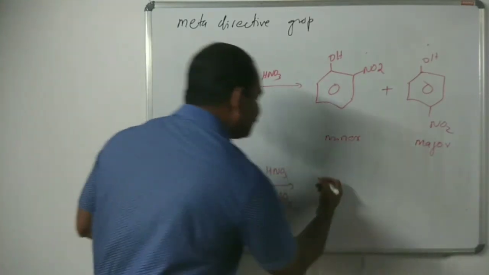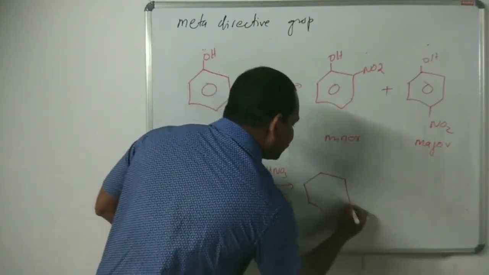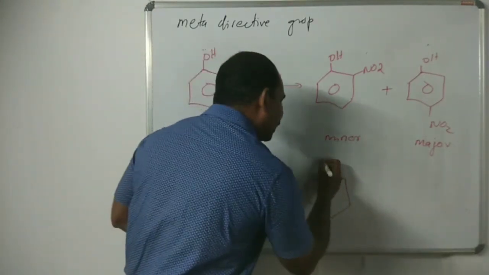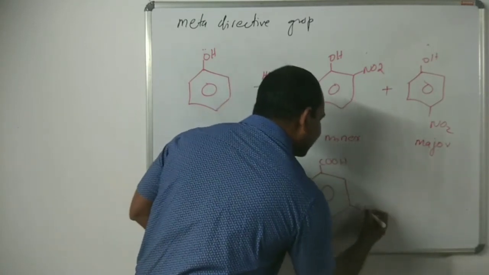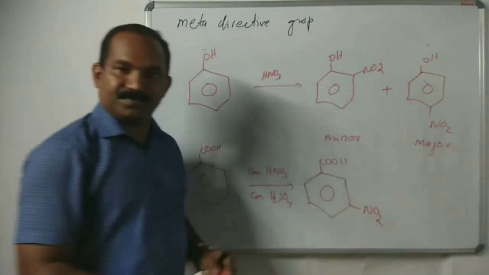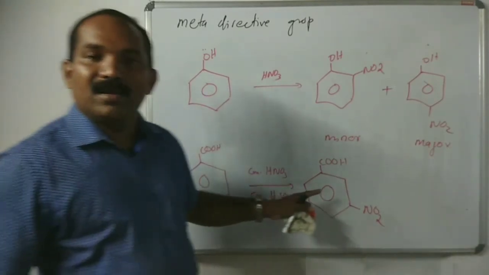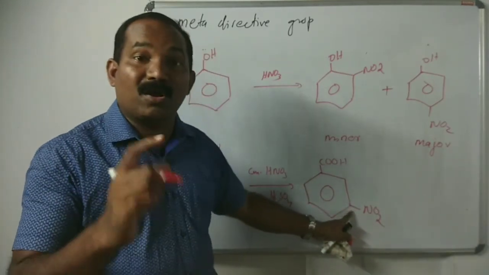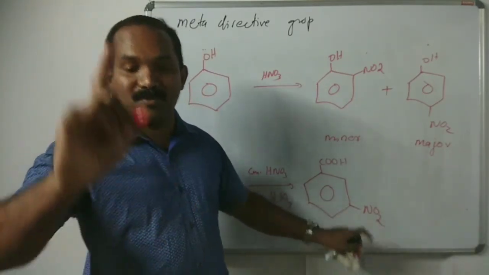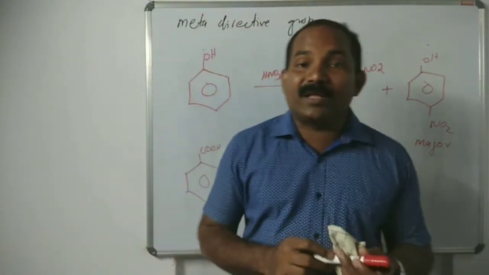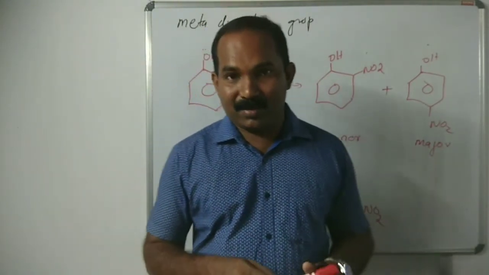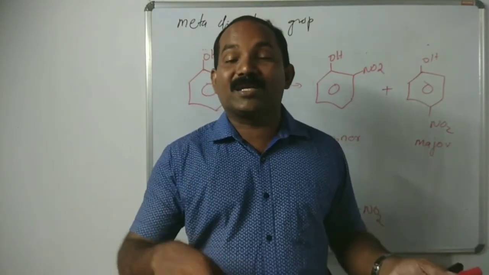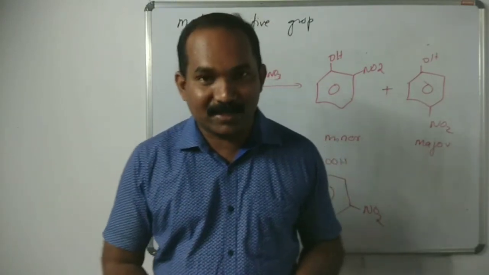Okay, I will write. So here this COH group is meta-directive and the incoming electrophile NO2 plus is attached to the meta position, not at the ortho and para positions. Similarly, nitro groups are minus R groups. When nitrobenzene is again nitrated, it will produce meta-dinitrobenzene.